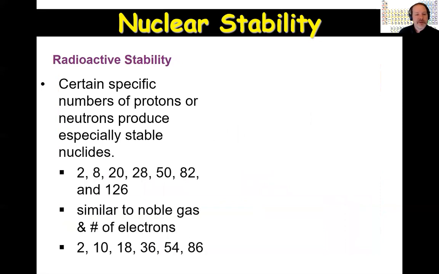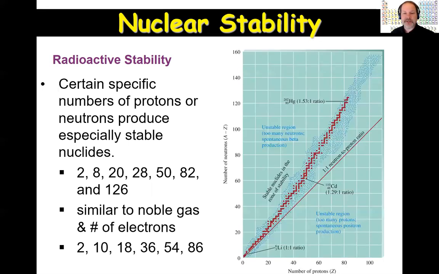Certain numbers of protons seem to confer some stability. Numbers 2, 8, 20, 28, 50, 82, and 126 seem to be relatively stable numbers of protons. Just like there were stable numbers of electrons, if you think back to the noble gas configurations. All right, and then you can see the numbers there, 2, 10, 18, 36, 54, and 86 are the noble gas numbers, the atomic numbers there.